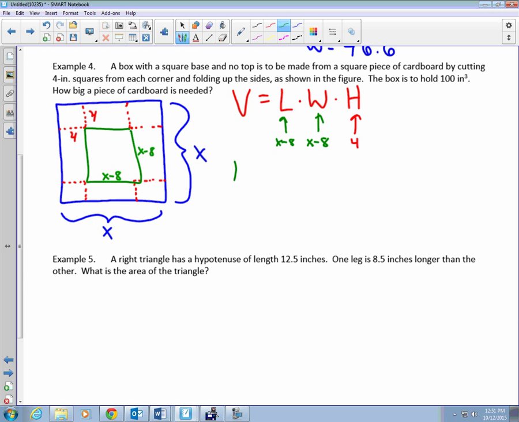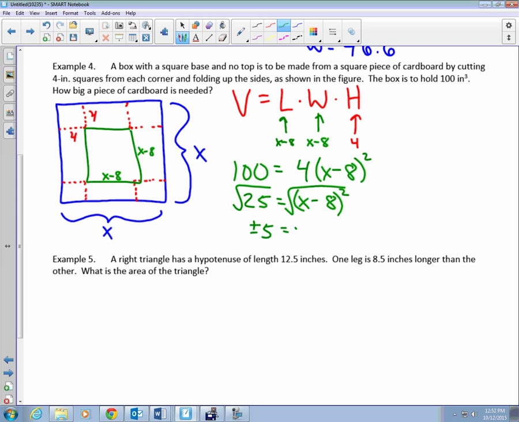100. 100 is equal to 4 times x minus 8 quantity squared. That's a nice equation, right? So now what? Divide by 4, 25. Now what? Square root. Square root of 25, I have to list 2 choices. Plus or minus 5 is equal to x minus 8.